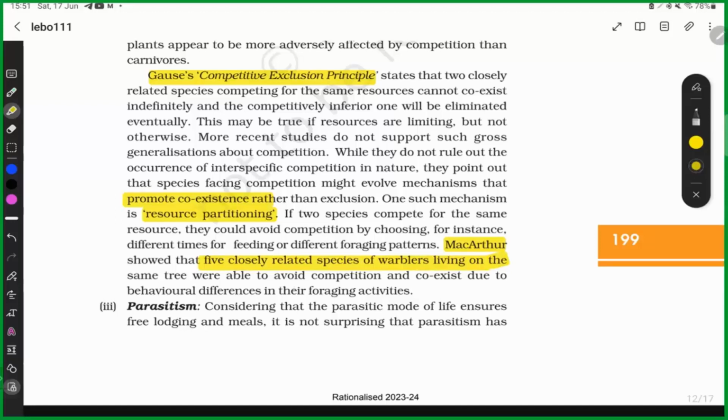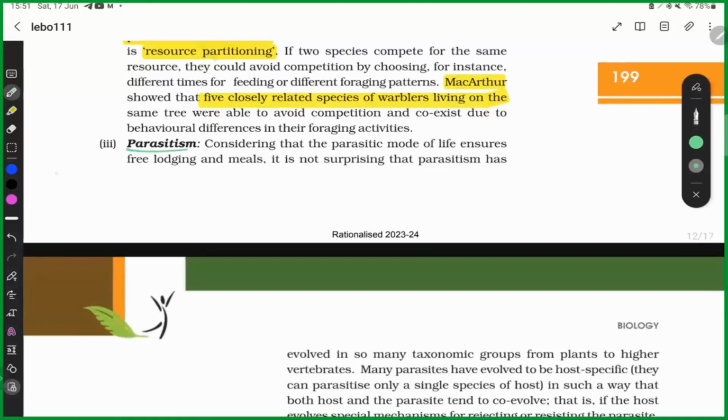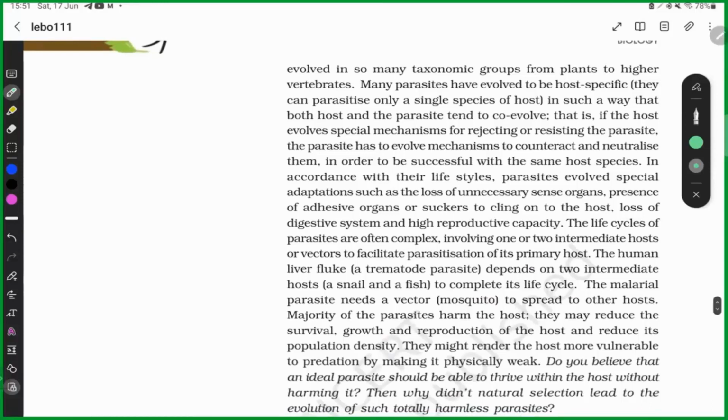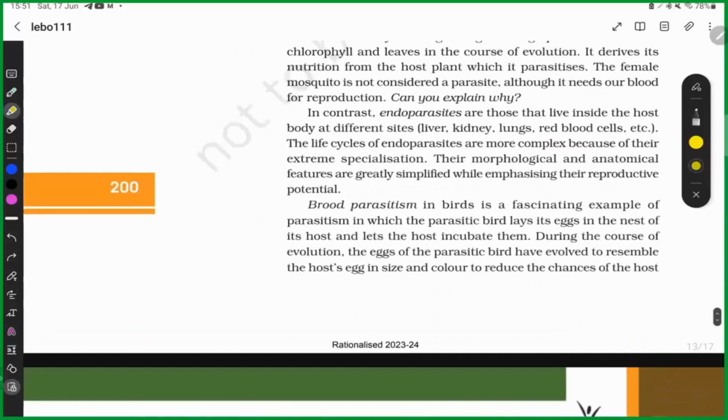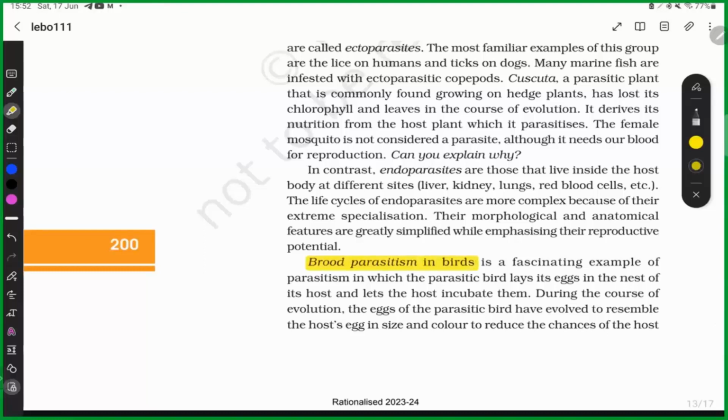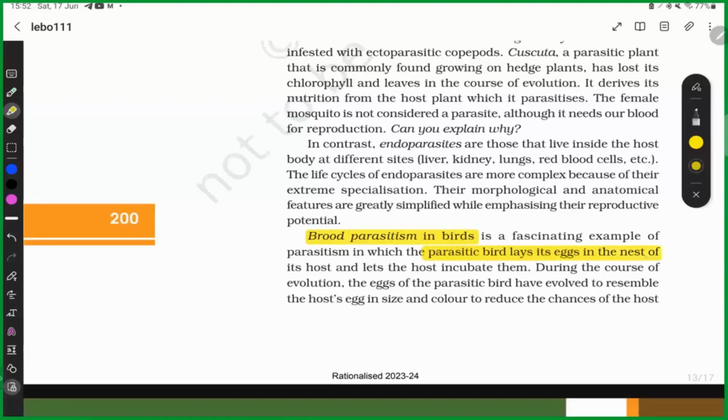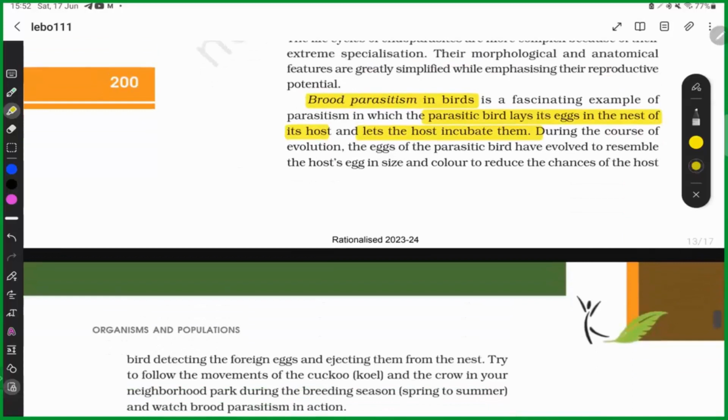Now, parasitism is also negative. You can read this. The example is the human liver fluke. Just remember the example. Another important term is brood parasitism in birds. Parasitic birds lay their eggs in the nest of the host and let the host incubate them.